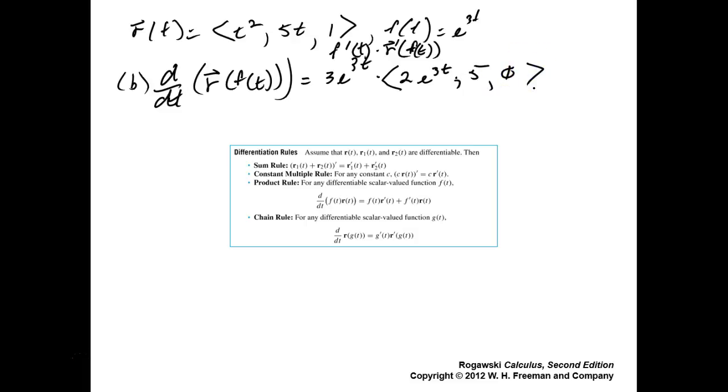Okay. Now, just go ahead and distribute the 3e to the 3t. What's that again? Distribute the 3e to the 3t. Yeah, and you put that on the inside, and that would be what?